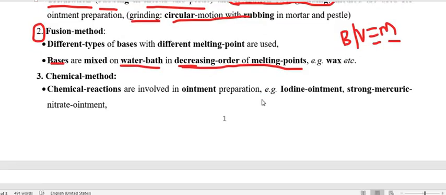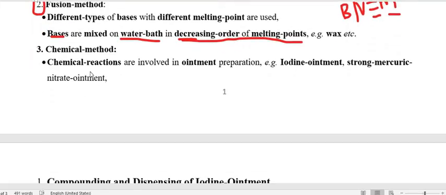And the last method of preparation of ointment is the chemical method. In this chemical method, the name is itself defining. In the chemical method of ointment preparation, a chemical reaction occurs, and because of this chemical reaction, some chemical is formed, and it helps in the mixing of the different components of the ointment, or the pharmacy preparation, or the medicinal preparation. Take the example.